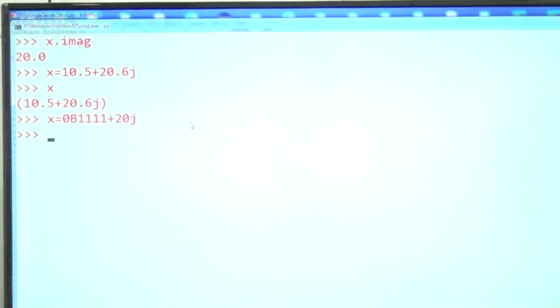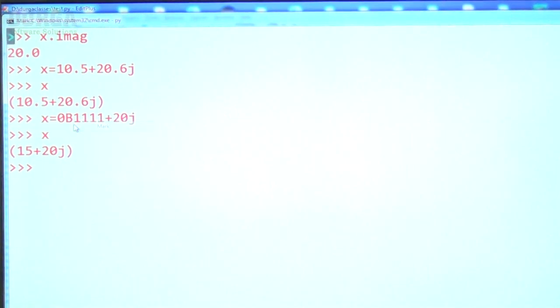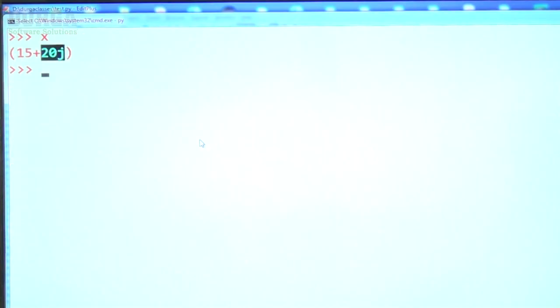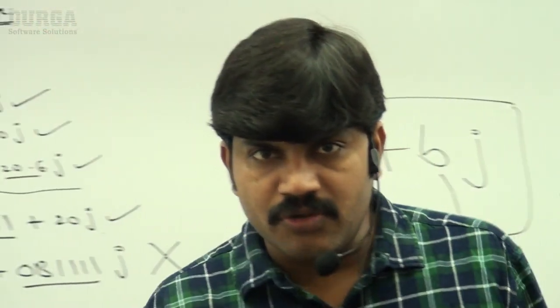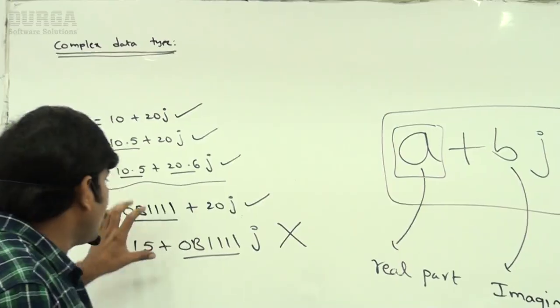Here observe, it is acceptable. What is the x value? 0b1111 means 15 plus 20j, acceptable. Now I am taking x is equal to 15 plus 0b1111j. Immediately we are going to get an error, because in the imaginary part we should not use any form except decimal. Remember that compulsorily we have to use only decimal form. So immediately we are getting what? Syntax error, invalid syntax. Any doubt about this one? I hope everyone is in a position to understand clearly, right?